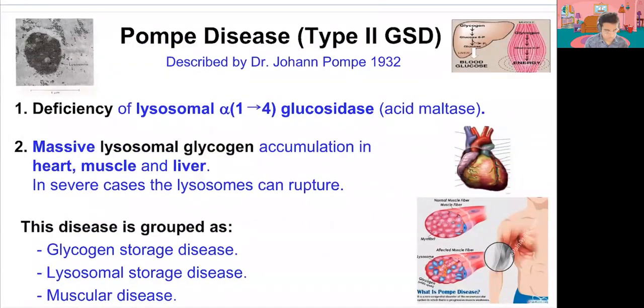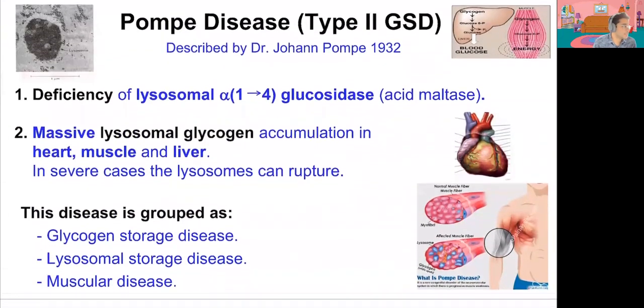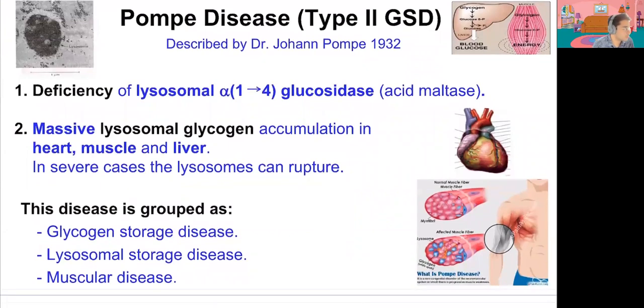Pompe's disease, okay? Pompe's disease is acid maltase, right? Or lysosomal alpha-1,4-glucosidase, right? That's the enzyme that's deficient. This is happening where? Most of the time it's happening in the heart, muscle, and liver. It's a lysosomal glycogen accumulation. So remember that if they ask you about some kind of lysosomal disease, this is Pompe, type 2 GSD.